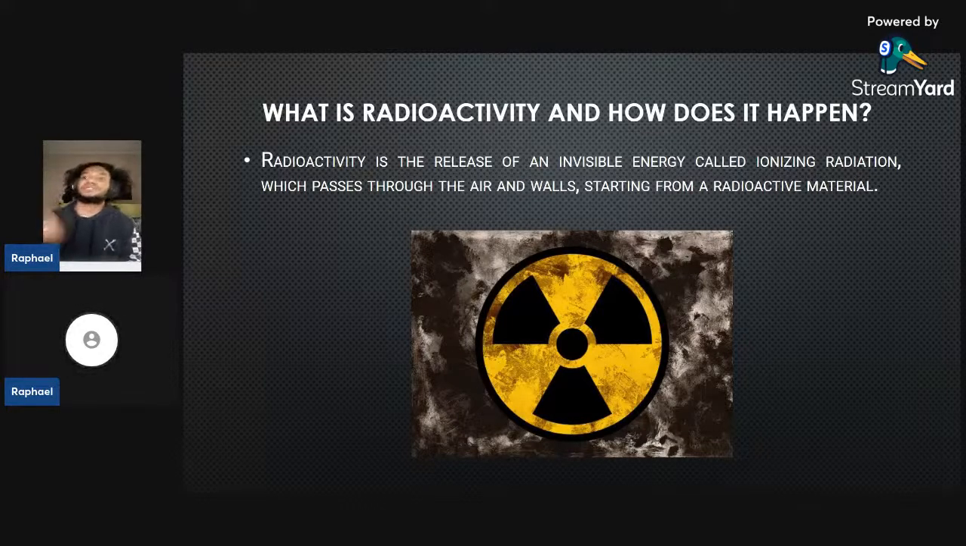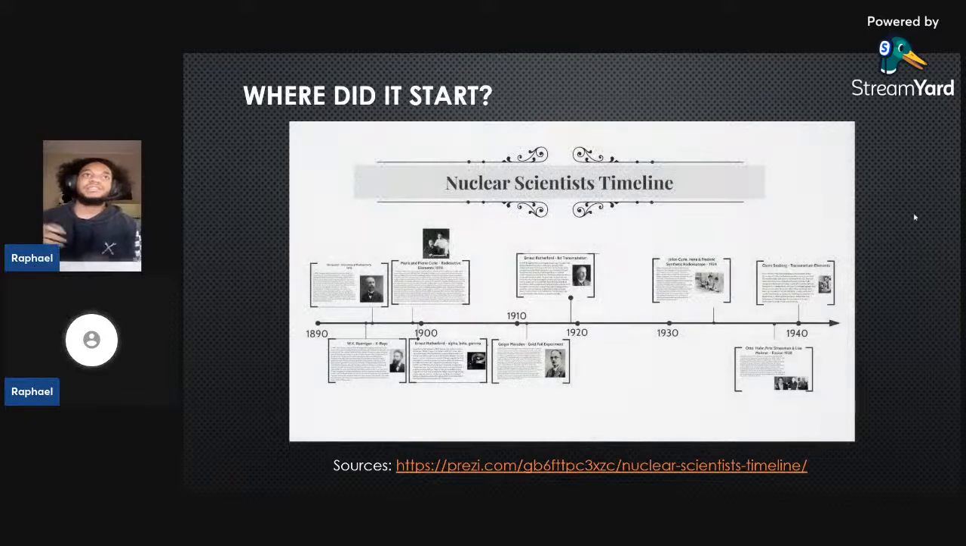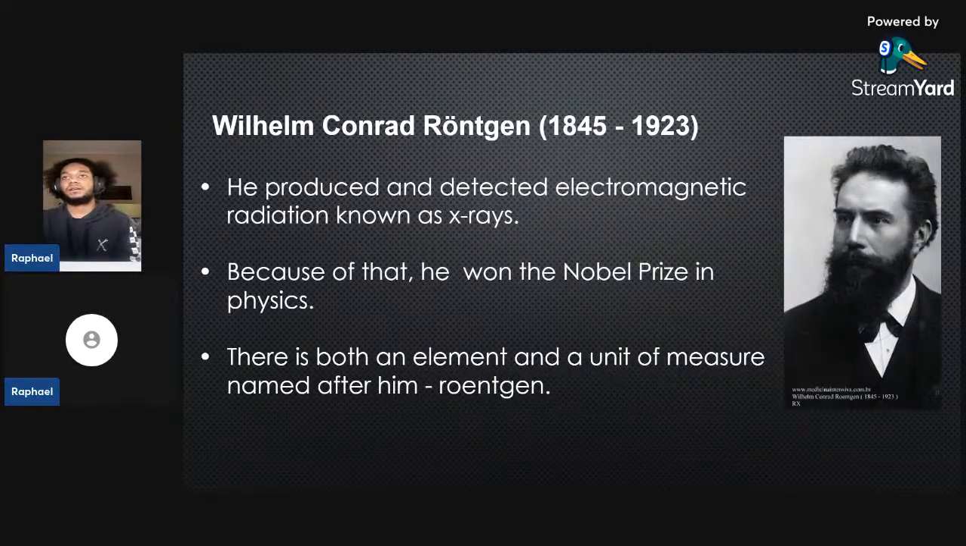To better understand, let's learn a little about the history of radioactivity. This is a timeline of nuclear scientists. I will show you some of them, the ones who made the base of chemistry. So, the radioactive phenomenon began to be observed with the discovery of X-ray by William C. Roentgen in 1895. X-ray completely changed medicine in the beginning of the 20th century.